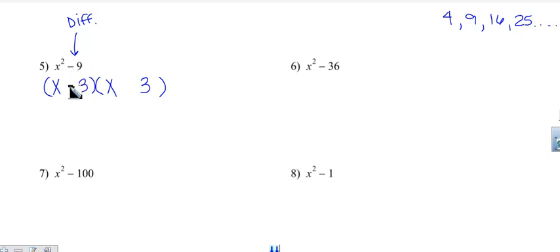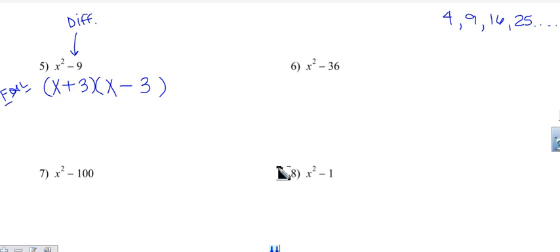In difference of two squares, the signs in the parentheses will always be the opposite. So one parentheses will get a plus and the other will get a minus. Now notice, we've been talking about conjugates. These are conjugates. So when you check, instead of doing all 4 steps of FOIL, you only need to do first and last. So if I multiply x times x, I do get x squared. And when I multiply 3 times negative 3, I do get negative 9.